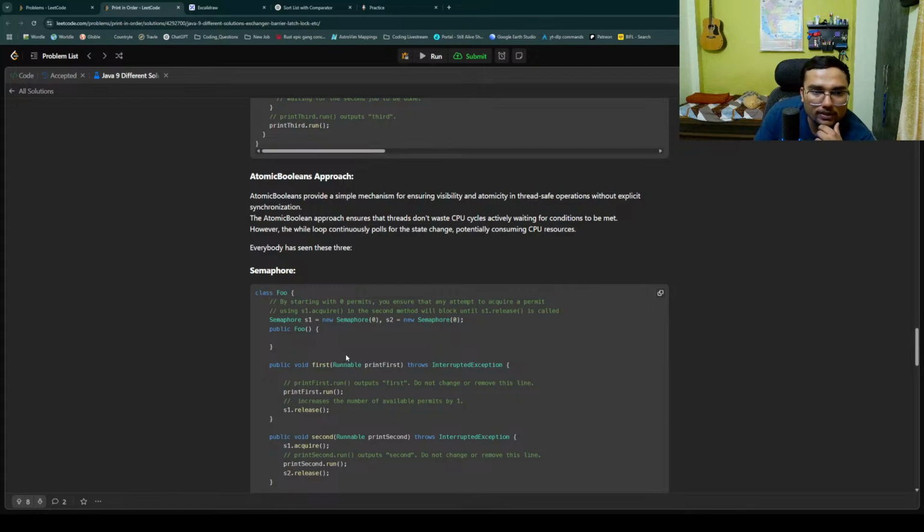Atomic boolean provides a simple mechanism for ensuring visibility and atomicity in thread-safe operations without explicit synchronization. It ensures that threads don't waste CPU cycles actively waiting for conditions to be met. However, the while loop continuously polls for the state change, potentially consuming CPU resources. Everybody has seen these three. Semaphore, okay, first, print first, run, release.